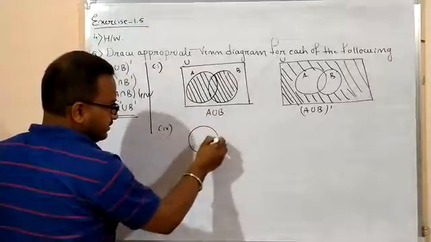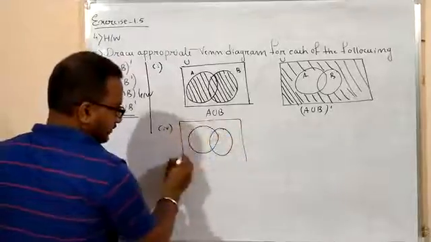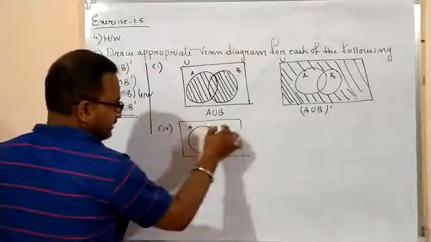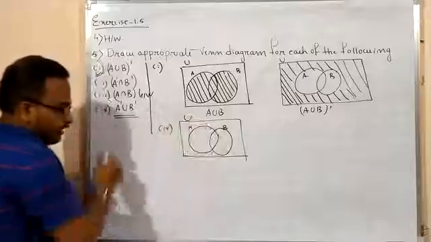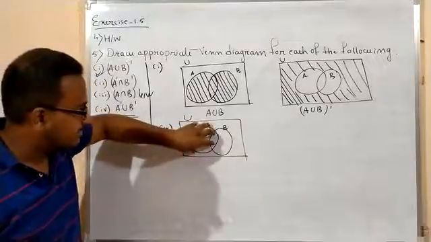Same, two sets are there. You need two sets, right? Two sets are there, A union B. So it is A, this is B, and this is U. Now A complement will be what? You are not allowed to take this part, right?